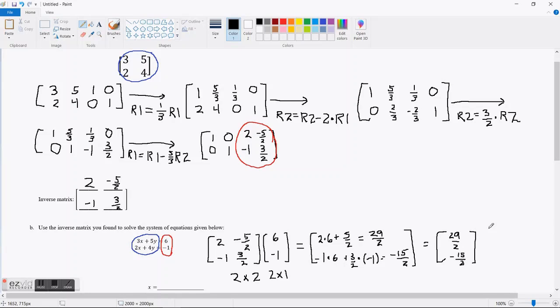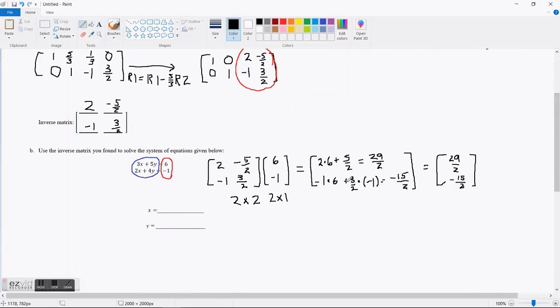So that gives us our x and y values of our solution. X is 29 halves. That's my dog shaking in the background. 29 halves for x, and for y, negative 15 halves. And we're done.